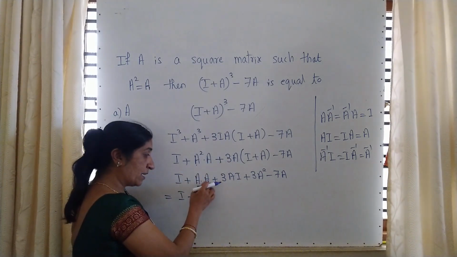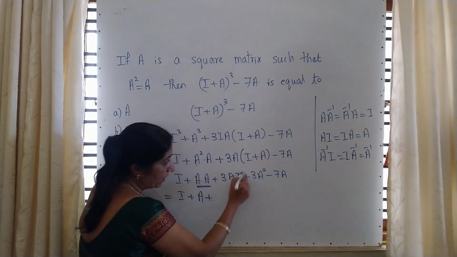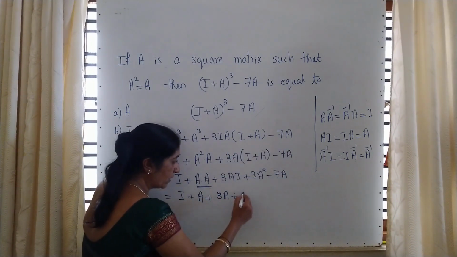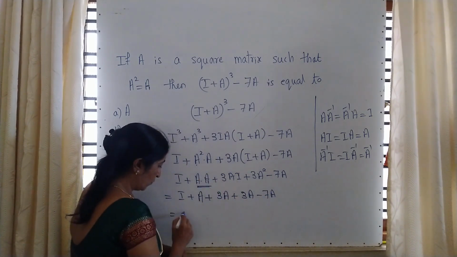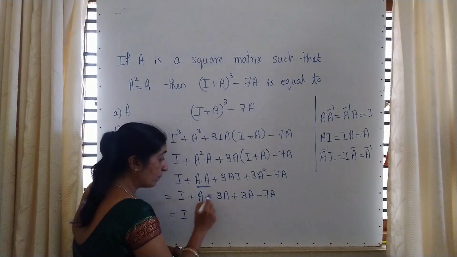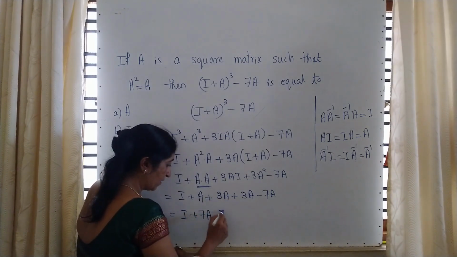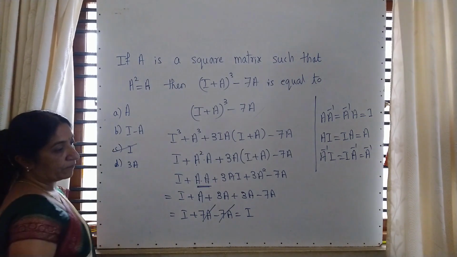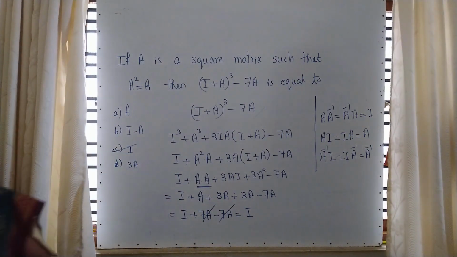A into A is A square, but A square is A. And what is A into I? A into I is A. And A square is A. So it is I plus A plus 3A plus 3A, that is 7A, minus 7A. The 7A and minus 7A cancel. This is I. So your answer is what? I. Understood? So now I am moving to the next question.